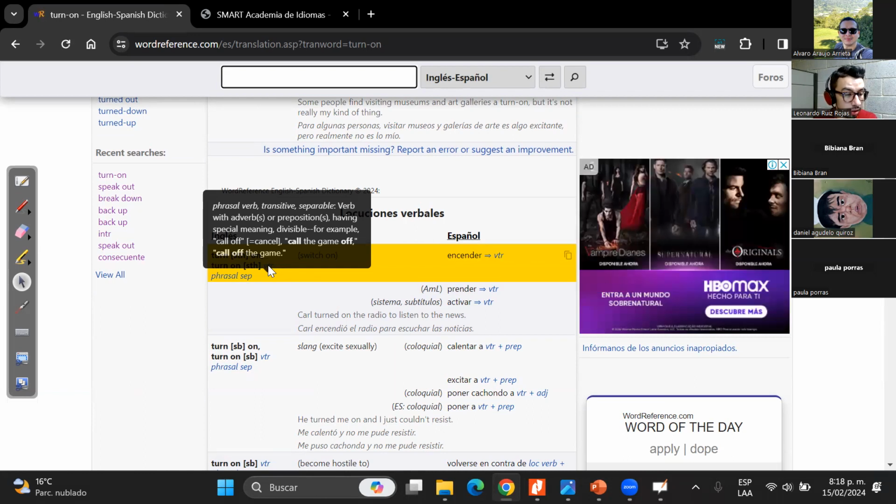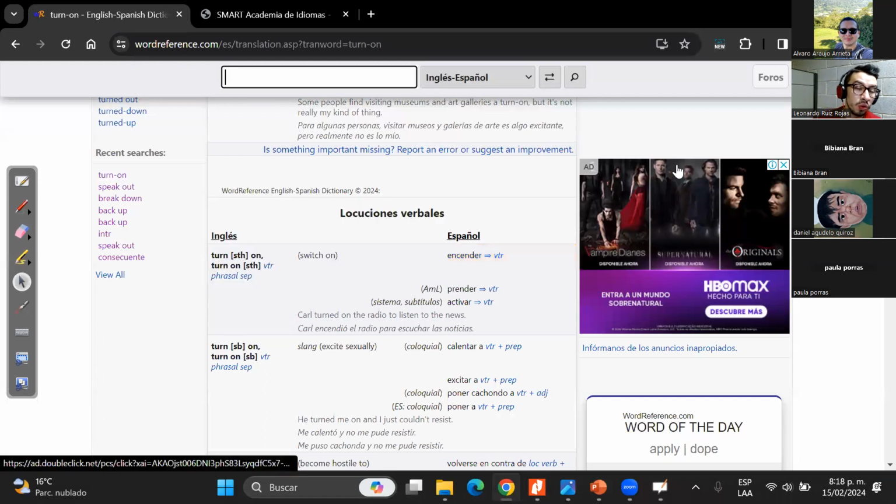Past verb, transitive, separable. Separable verb, with adverbs or prepositions having a special meaning, divisible, sí. For example, divisible, for example, call off, cancel, call the game off, call off the game. Y entonces acá sí tengo un objeto.